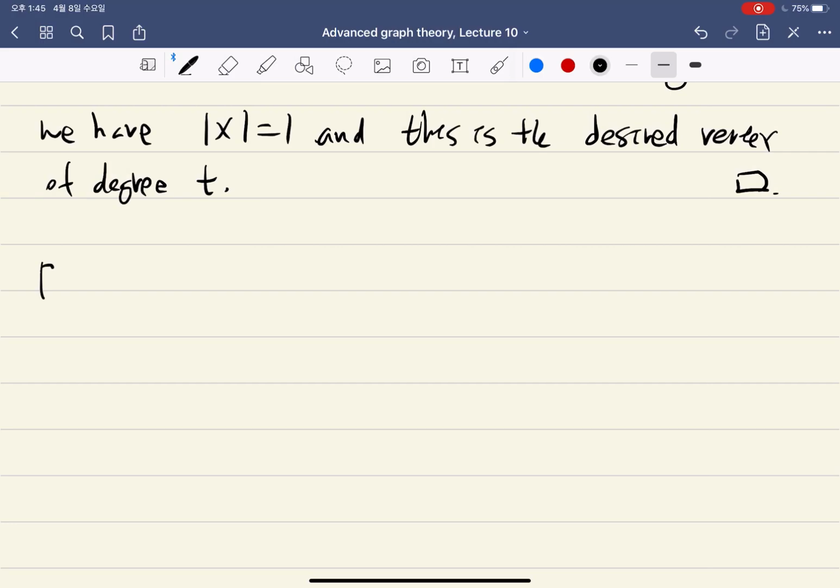Now let's prove the orientation theorem.